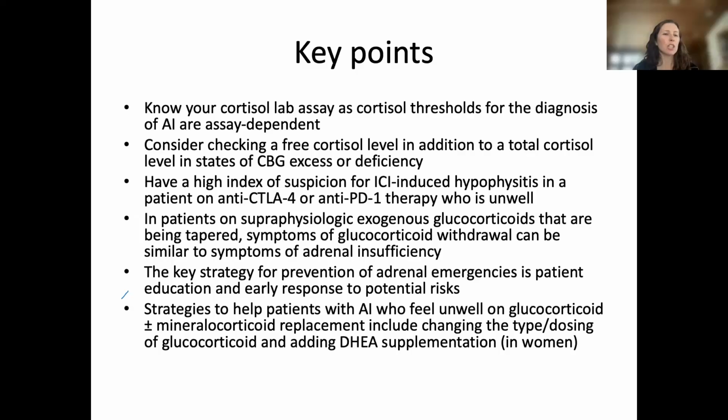And strategies to help patients with AI who feel unwell on glucocorticoid or mineralocorticoid replacement include changing the type or dosing of glucocorticoid and considering adding DHEA supplementation in women.